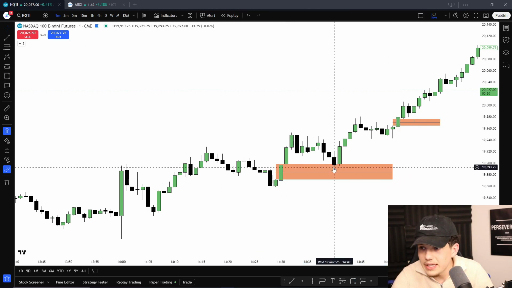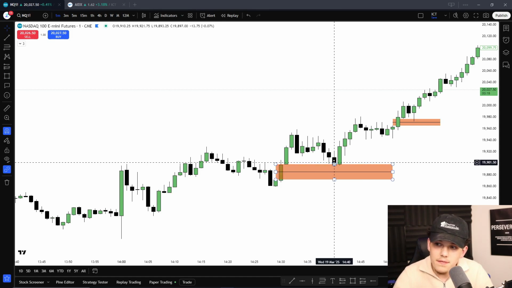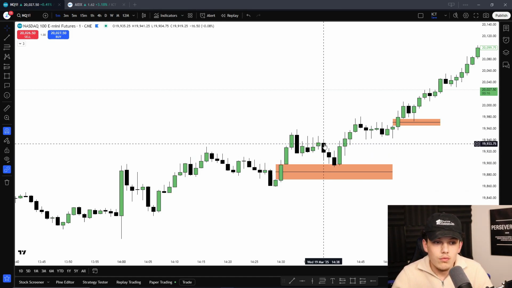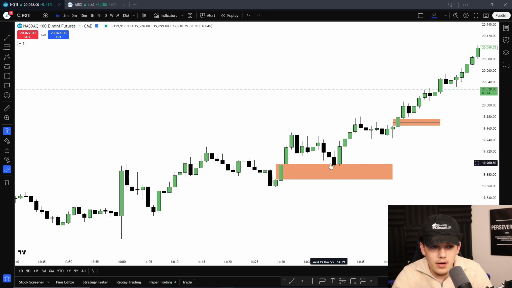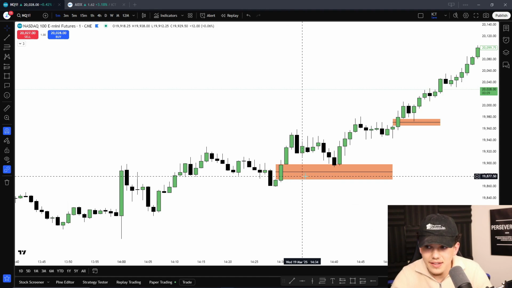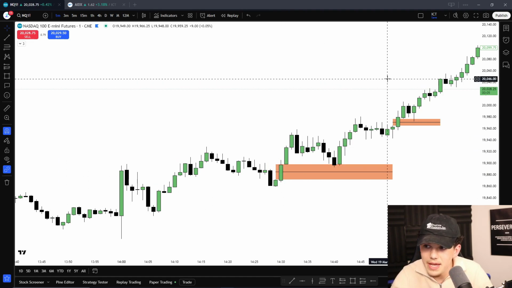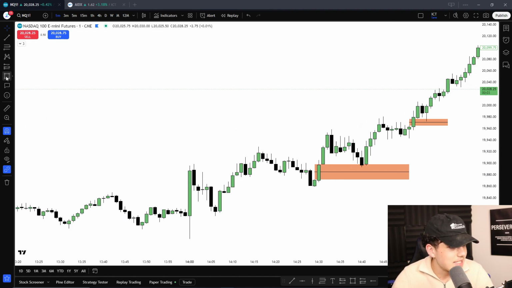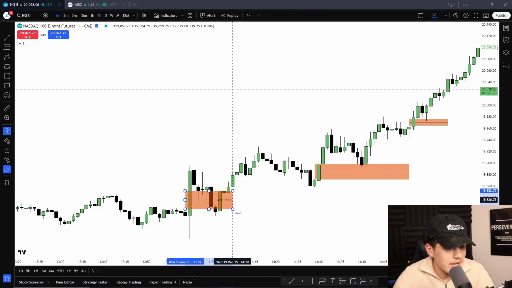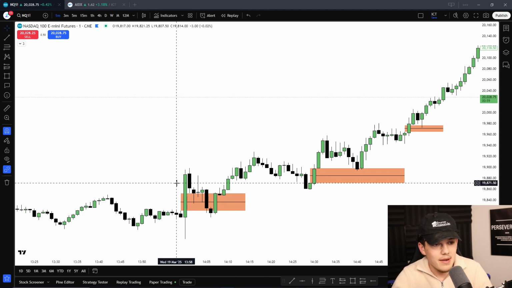Look at that, a little bit of a wick. The highest probability fair value gaps respect the upper part of the fair value gap and don't trade down here. This is kind of like the no-go zone. If you are very bullish or bearish, you want to anticipate price to just touch it a little bit and then go back up. Now, in this indication, you can see where price traded all the way down below it and then back up higher.